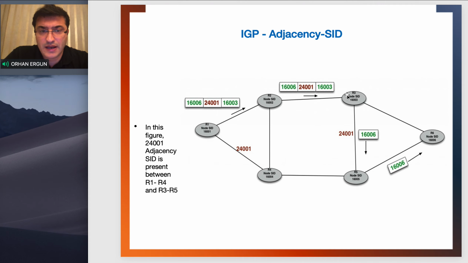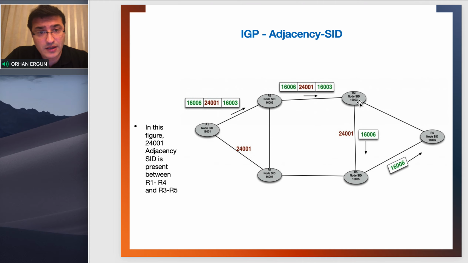And when this guy receives 16,003 removes, it comes to me, and then 24,001 is my adjacency seed. Why do I put the adjacency seed here? Without this one, if after 16,003 I would have 16,006, R3 for the 16,006 would use this path, because node seed means what?